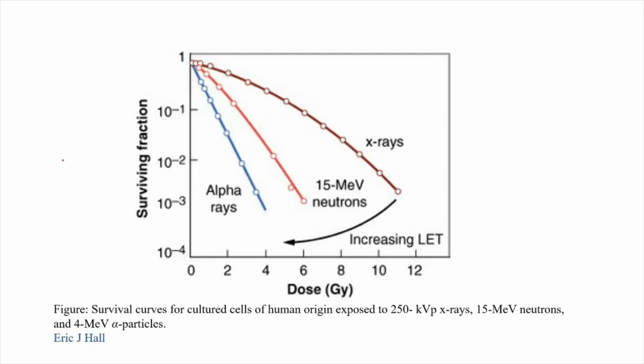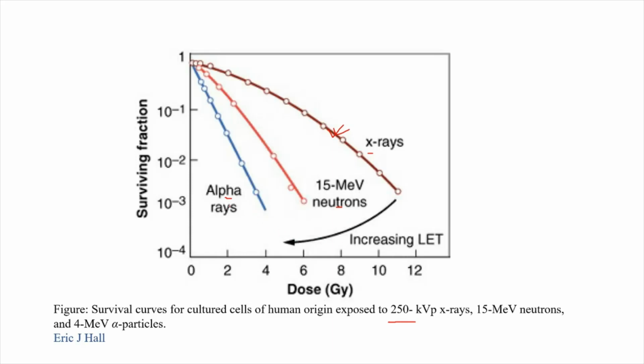So these are cell survival curves for cultured cells of human origin which are exposed to X-rays, neutrons and alpha rays, having energies of 250 kVp X-rays, 15 MeV neutrons and 4 MeV alpha particles. And if you can see over here, as the LET of the radiation keeps on increasing, the steepness of the cell survival curve also keeps on increasing. So these are less steep, broader curves, but as the LET keeps on increasing, the steepness of the curve keeps on increasing.